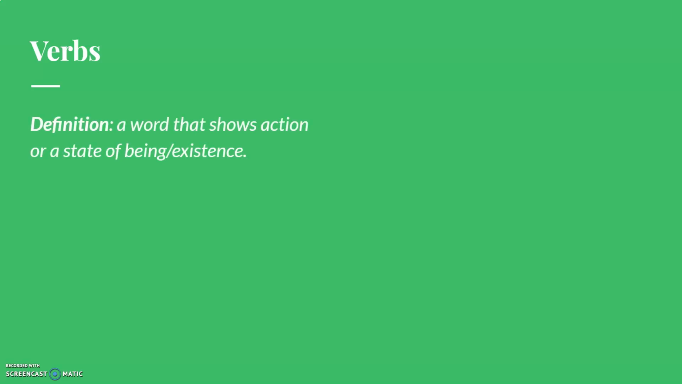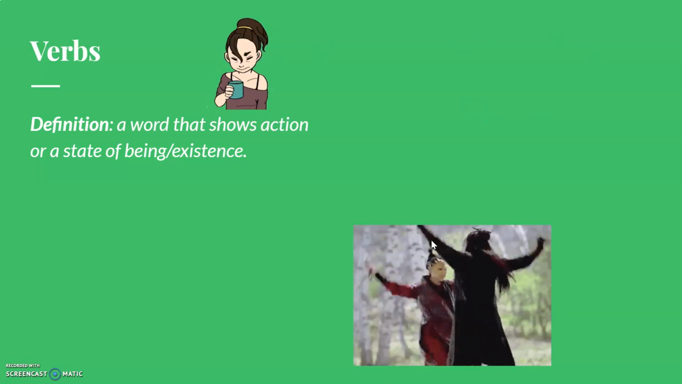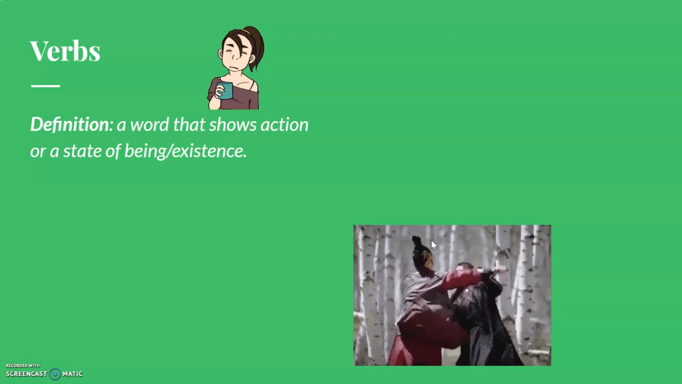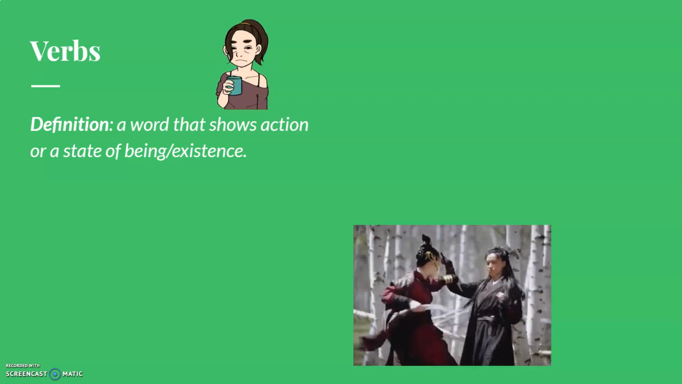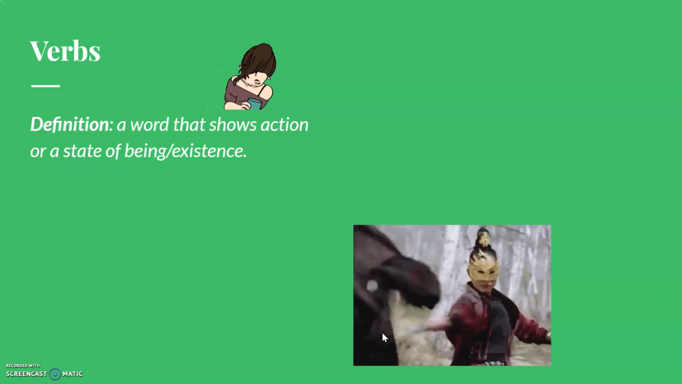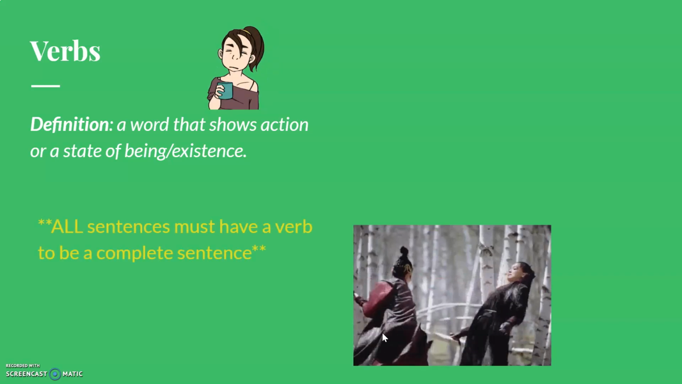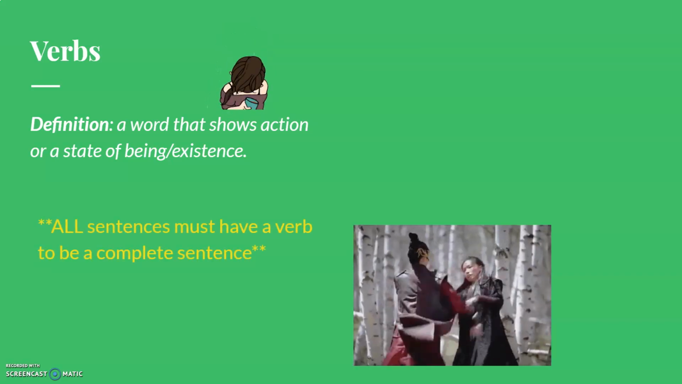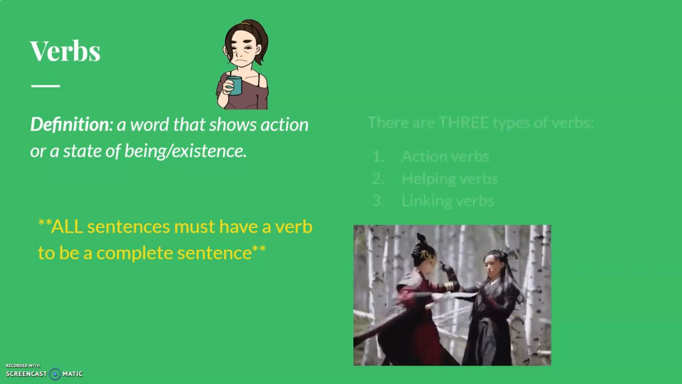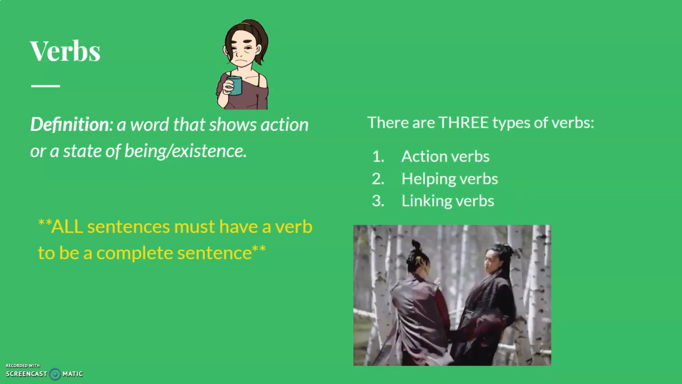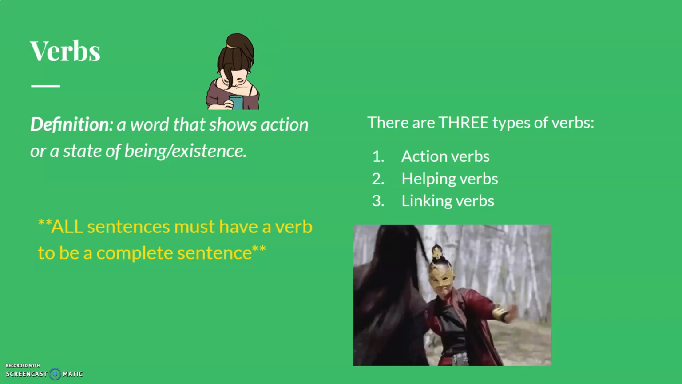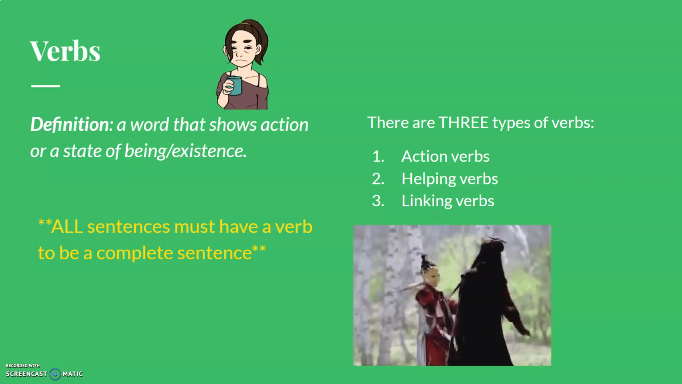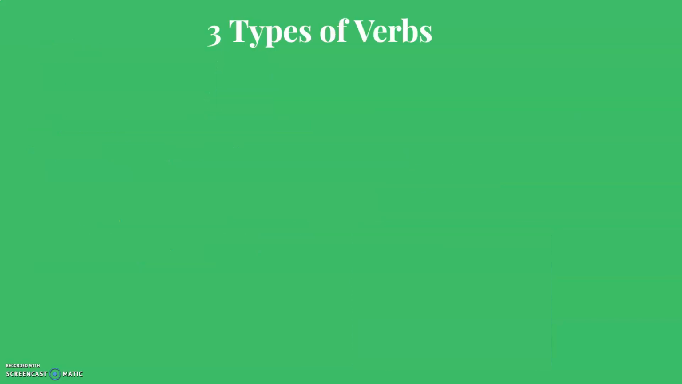Verbs are a word that shows action or a state of being or existence. So for example, this woman here, she is sleepy. She is tired. That is her state of being right now. She needs to drink that coffee. And then we have action down here. All sentences have to have a verb in order to be a complete sentence. If you don't have a verb, it's not a full sentence. And we have three types of verbs. So we have action verbs, helping verbs, and linking verbs, and we're going to talk about those next.